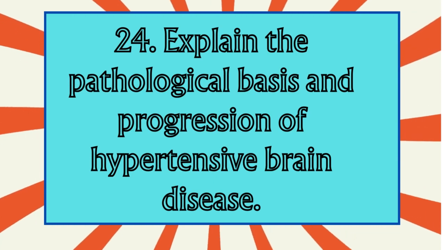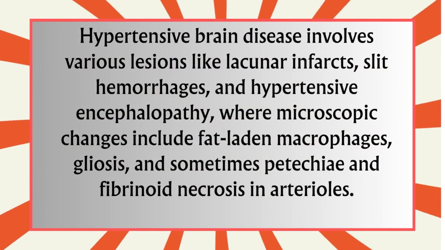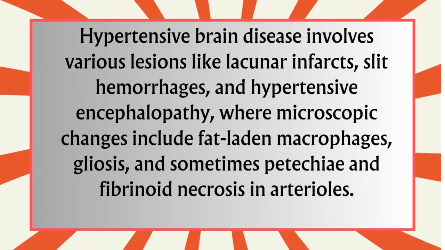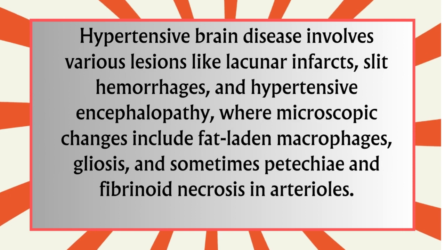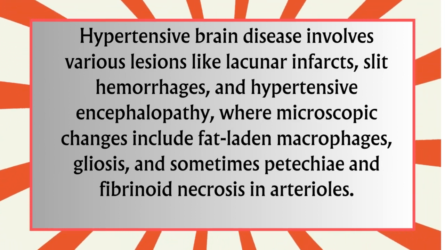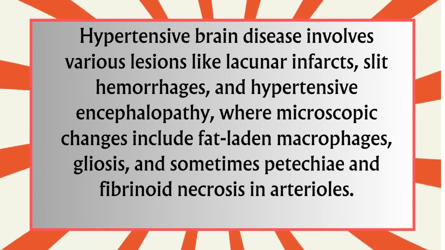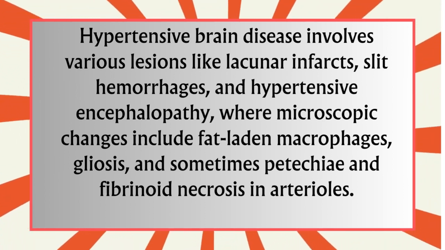24. Explain the pathological basis and progression of hypertensive brain disease. Hypertensive brain disease involves various lesions like lacunar infarcts, slit hemorrhages, and hypertensive encephalopathy, where microscopic changes include fat-laden macrophages, gliosis, and sometimes petechiae and fibrinoid necrosis in arterioles.